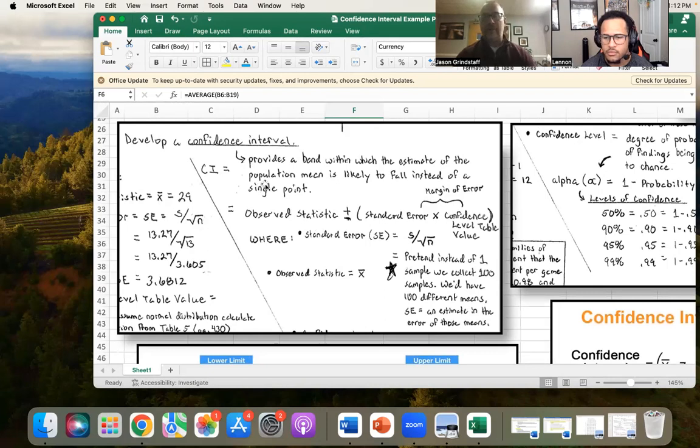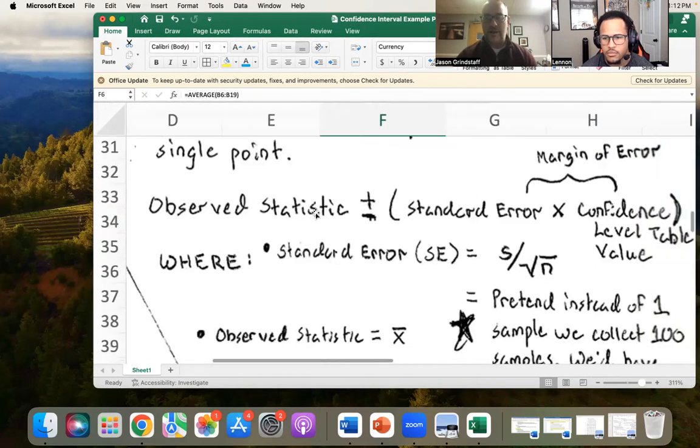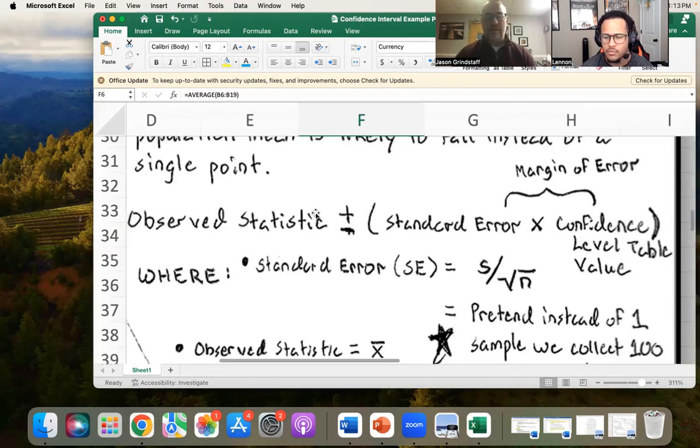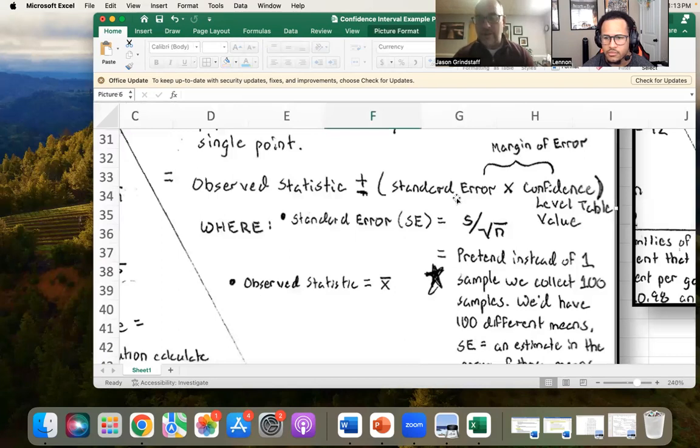Okay. But let me first just point out here what our formula is. This is essentially it. I'll show you the dirty version and how I wrote it out, and then over here in a moment, in a graphic of it. So it's an observed statistic. Our observed statistic, it's 29. And then it's going to be plus and minus some degree of margin of error. Okay. Well, how do we calculate that margin of error? There's actually two values we need to come up with.